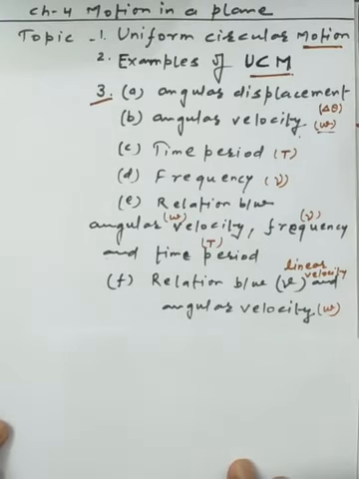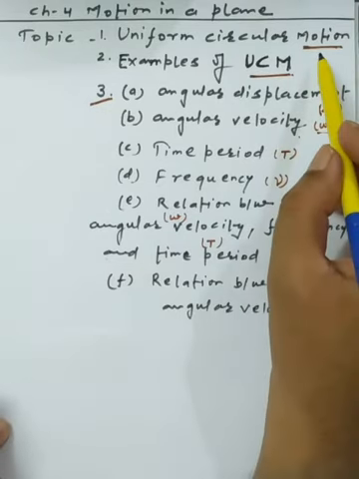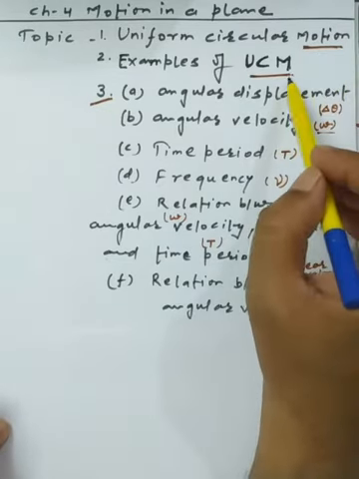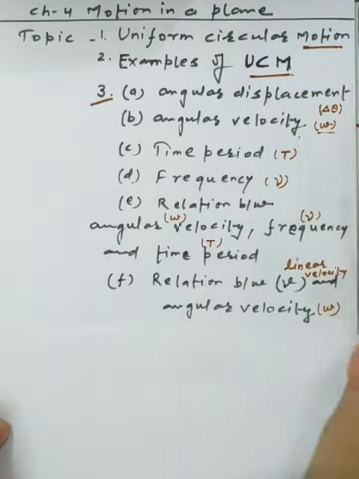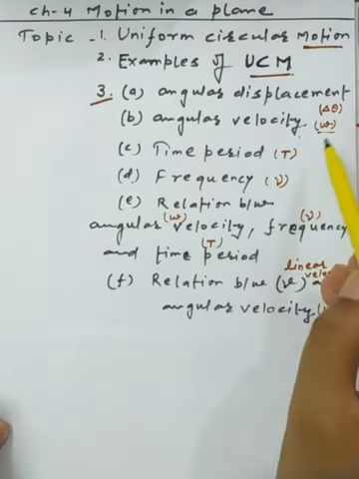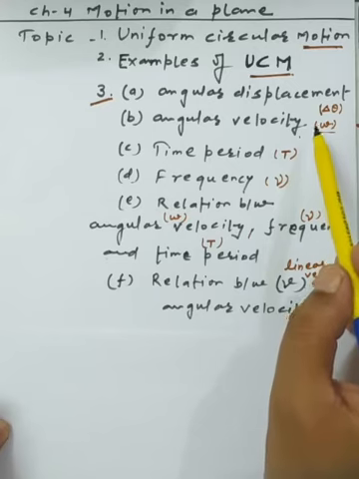Now, dear student, chapter number 4, motion in a plane, and today we have the topic uniform circular motion and the following subtopics which I have added here. First, we want to discuss the basic definition of uniform circular motion, the basic examples of uniform circular motion, along with some of the physical quantities having a close relation with uniform circular motion.